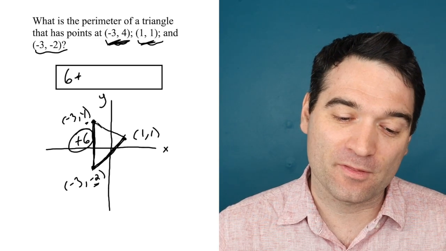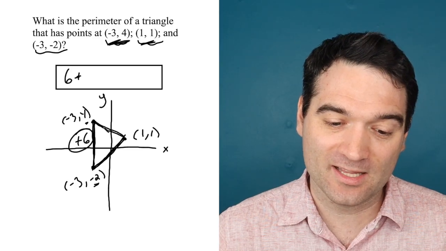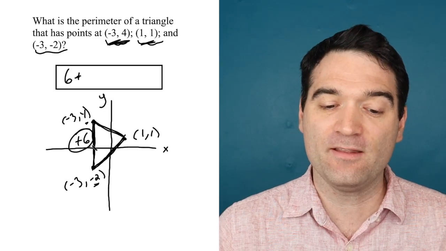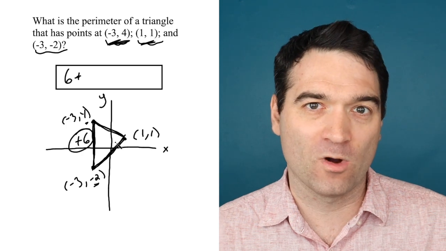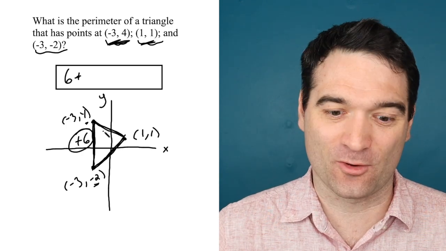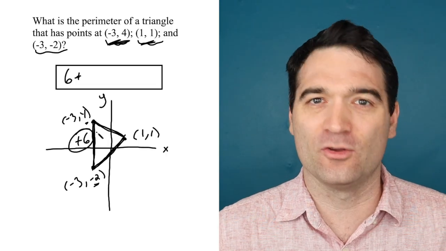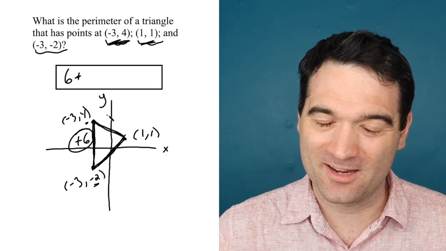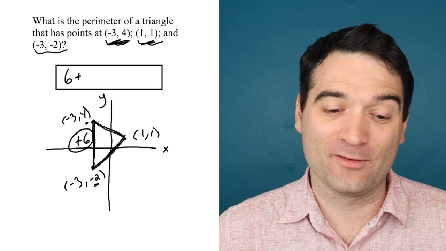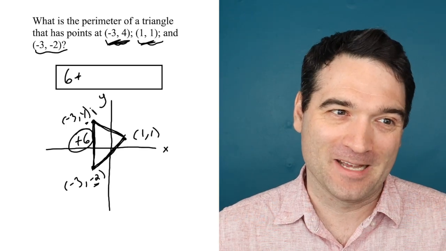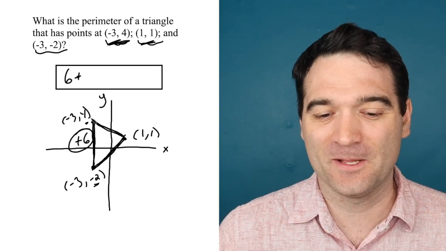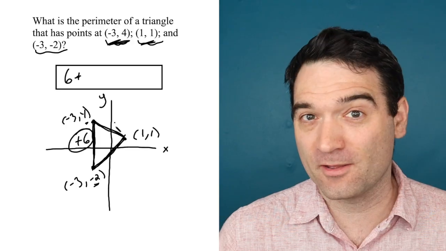Okay, now for these two legs, to calculate this distance, to go from (-3, 4) to (1, 1), I could use the distance formula. And if you know the distance formula and you've memorized it and you're solid on it, good for you. But it's complicated. So one alternative to the distance formula, or rather a different way of calculating the distance, is to use the Pythagorean theorem.